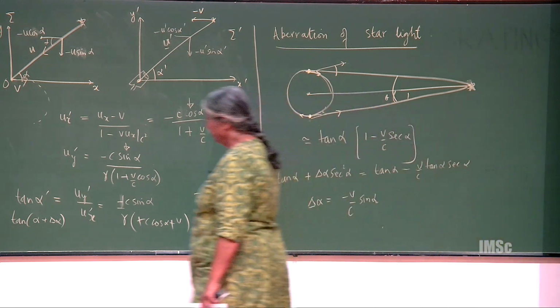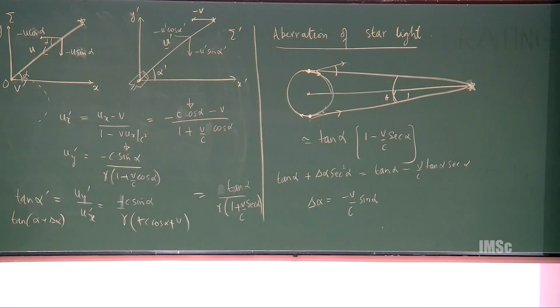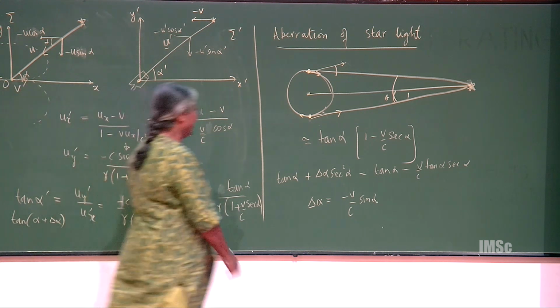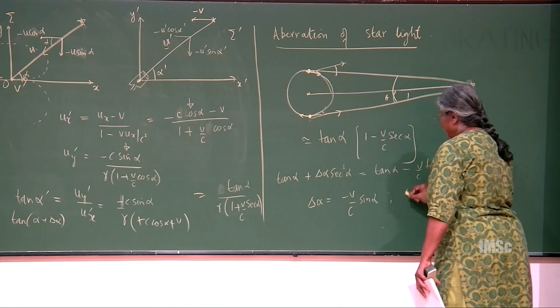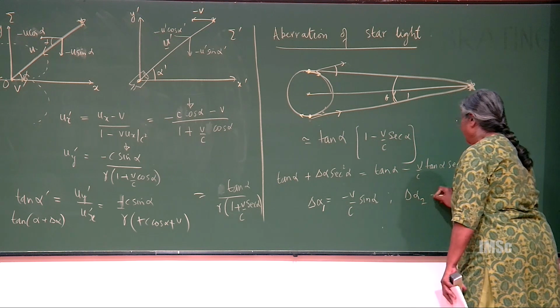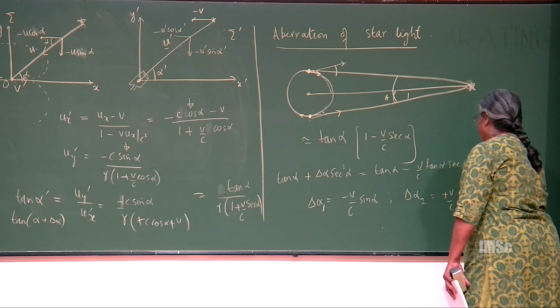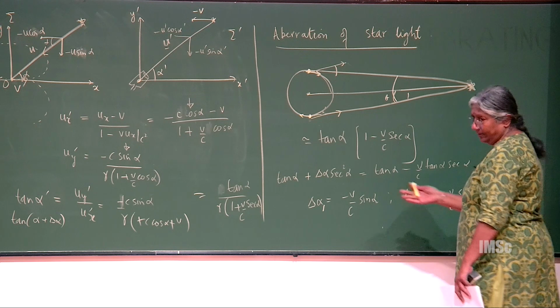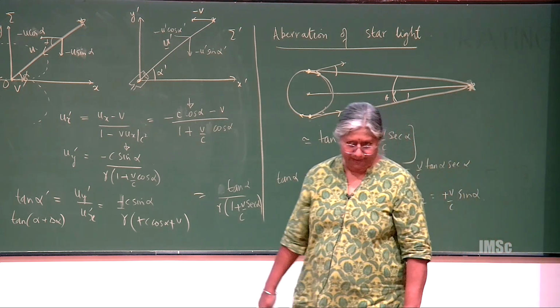Now I go to the other 6 months of the year. What happens? The contour is like this, so V is in the opposite direction. So the alpha prime will become in the opposite direction. You do all the calculations and I will tell you that all you have to do is change V to minus V. So let's call this delta alpha 1 and delta alpha 2 is plus V by C sin alpha. So the total change is twice V by C sin alpha.